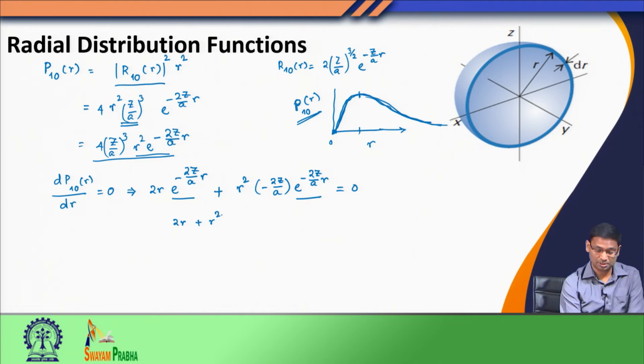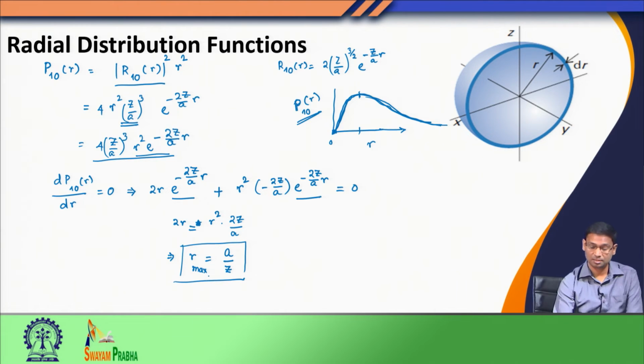So, I have 2r equals r square times 2Z over a. There is a negative sign here, and I took this quantity to the left hand side. Then you see the value of r that comes out is essentially a by Z. Here r cancels out and 2 cancels out, and I have a over Z. Let us call this r max, because this is the value of r, the distance between electron and nucleus, where the radial distribution function is maximum.